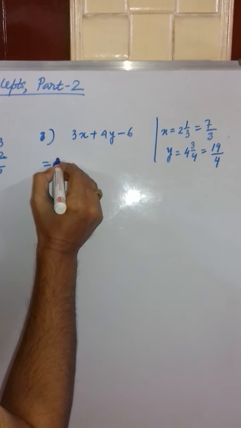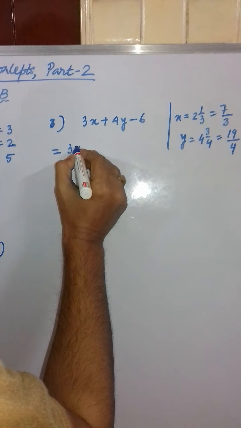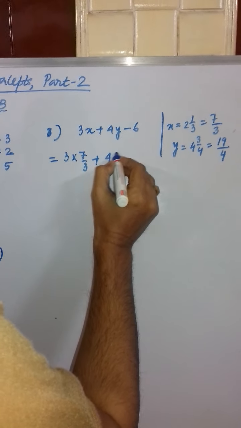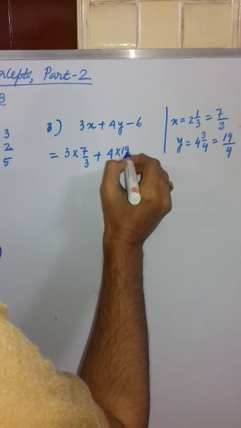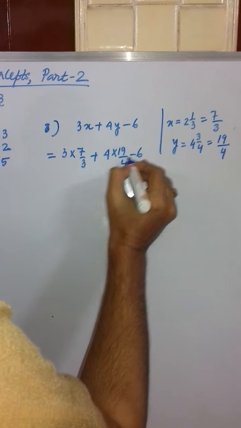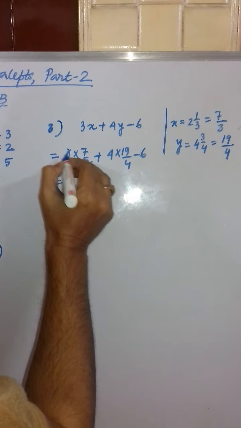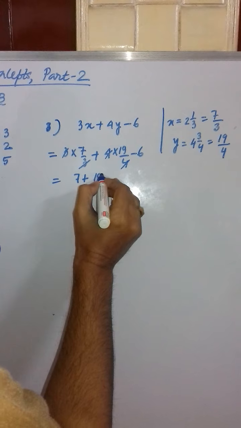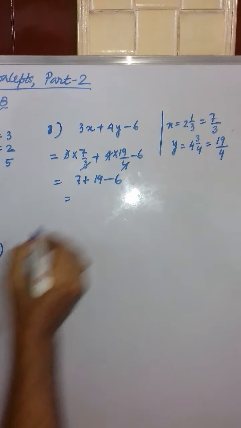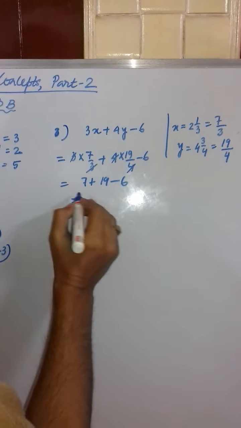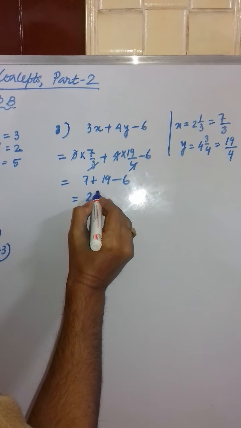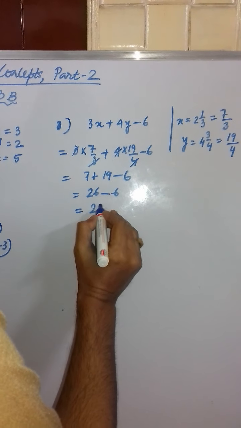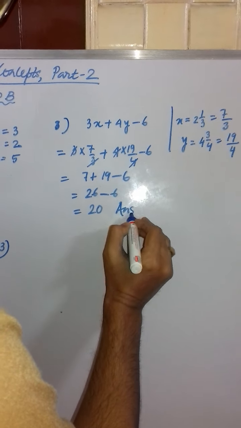Now substitute the value. 3 into x means 7 by 3, plus 4 into y means 19 by 4, minus 6. 3 and 3 cancelled out, 4 and 4 cancelled out. So 7 plus 19 minus 6. Okay, 19 plus 7 is 26, minus 6. So the result is 20.